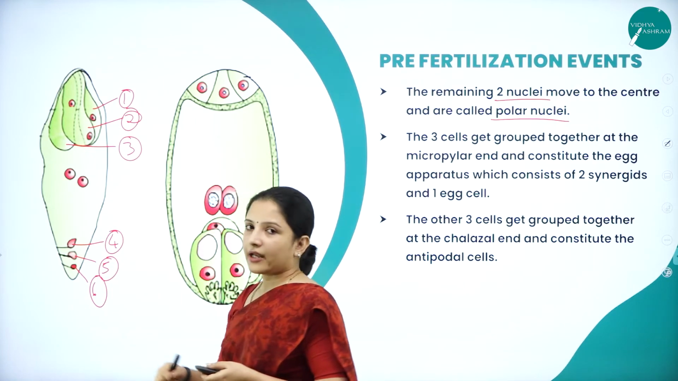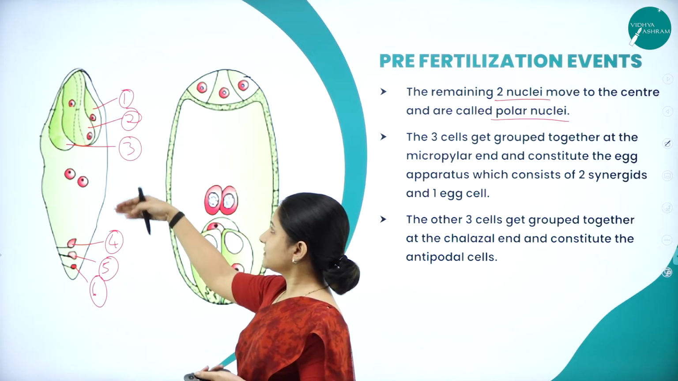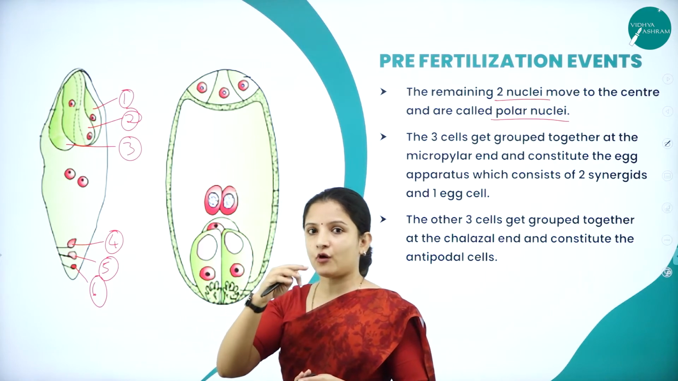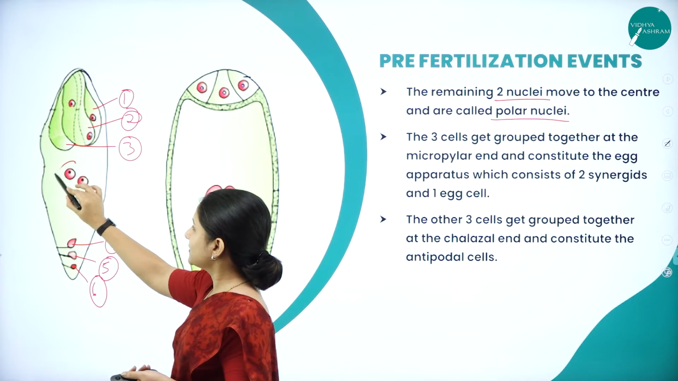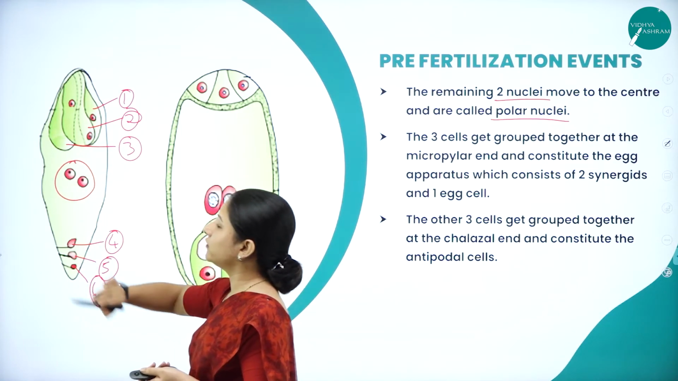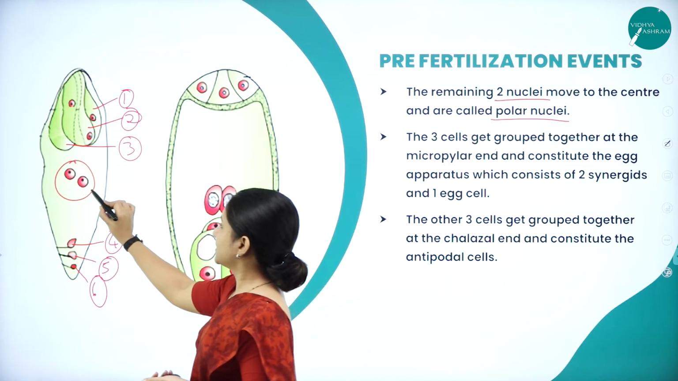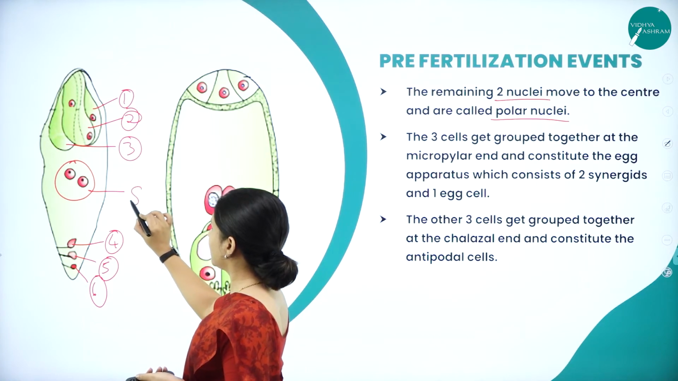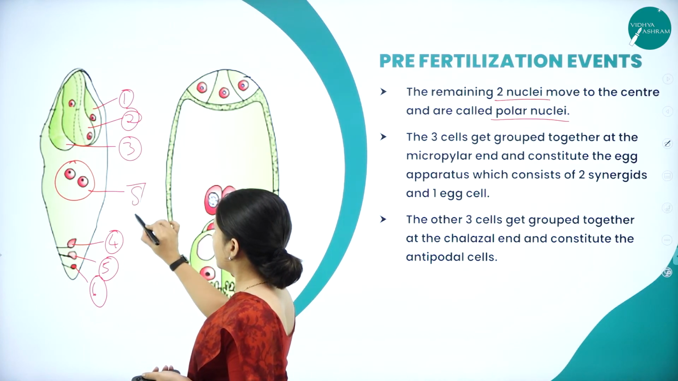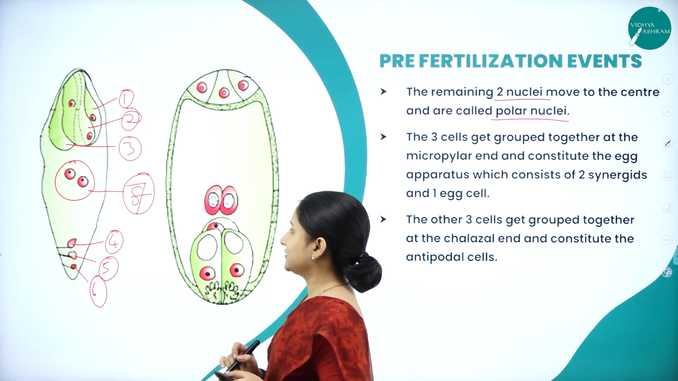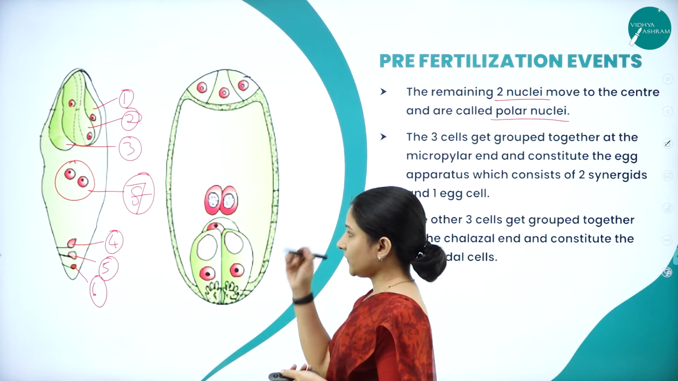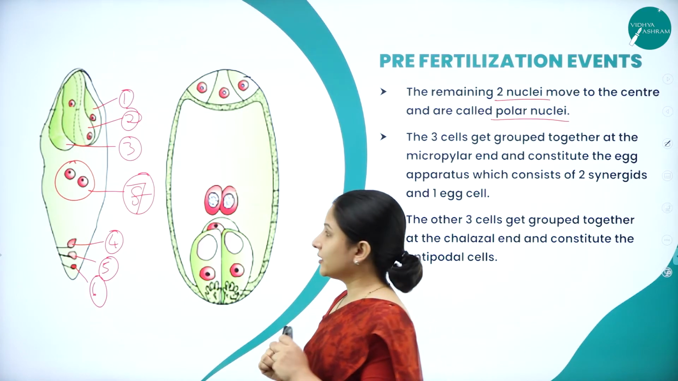So of the 8 nuclei, only 6 cells having 1 nucleus each are formed. What about the other 2 nuclei? They will move towards the center and a cell wall will be formed around them. So this is the central cell. It will become the 7th cell. So this is how the embryo sac development takes place.